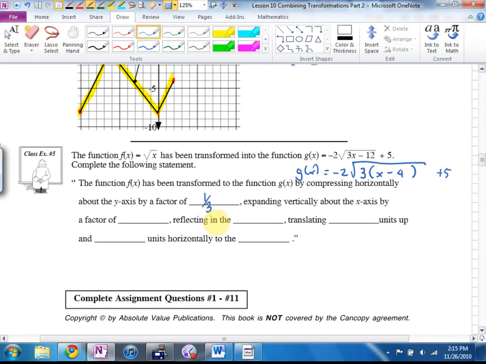Stretching vertically by a factor of 2. Reflecting, well, what kind of reflection? Vertical or horizontal? It's a vertical, and that's in which axis if we're reflecting vertically? Okay, reflecting in the x-axis. Translating how far up? 5 units up. And blank units horizontally to the... Luke! How many? 4. Right. Did you look down at your hint? Okay.